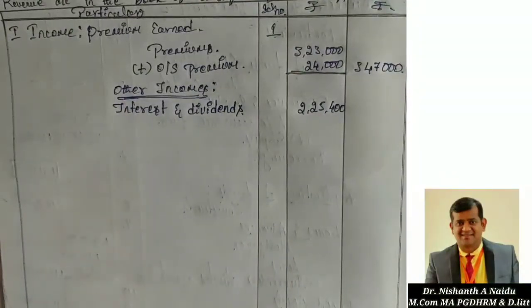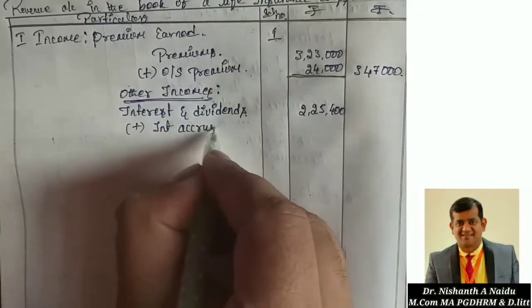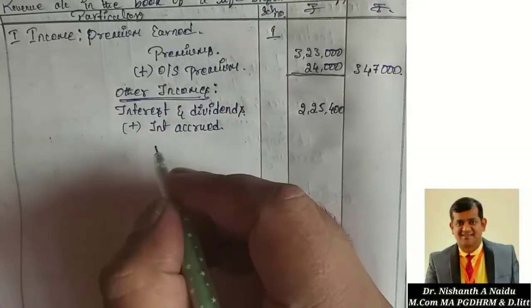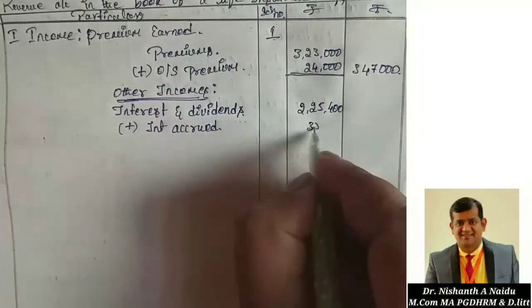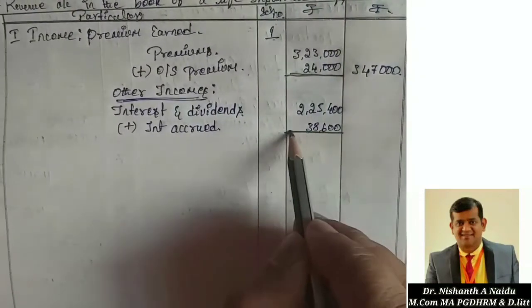So again, one more adjustment, I have told you to add it in other incomes. Just check out adjustment number C: interest accrued, rupees 38,600, correct? So write down, add interest accrued. How much interest accrued? 38,600 rupees. So mark it 38,600, write it down, then total it and put it to outer column.